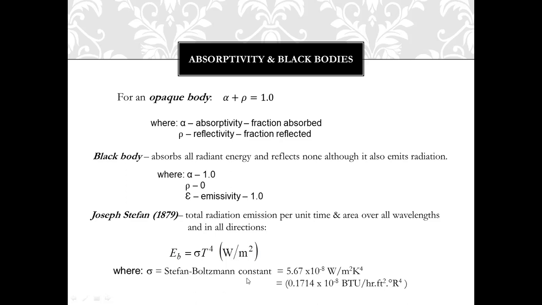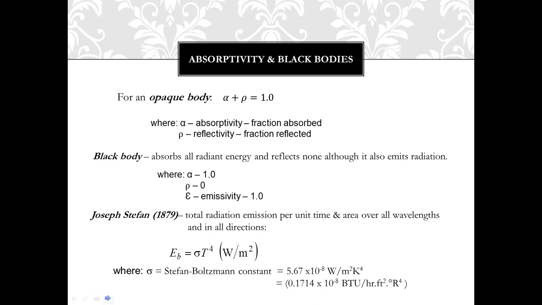You have encountered this in your physics, the value of which is 5.67 times 10 raised to negative 8 watt per square meter Kelvin to the fourth. Now you also have its equivalent here in the English set of units: 0.1714 times 10 raised to negative 8 BTU per hour per feet squared per degree Rankine raised to the fourth. Now this particular equation that is shown to you is the basic equation for radiation or radiative heat transfer.